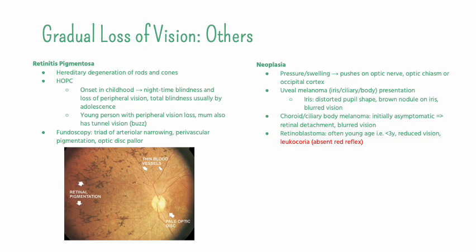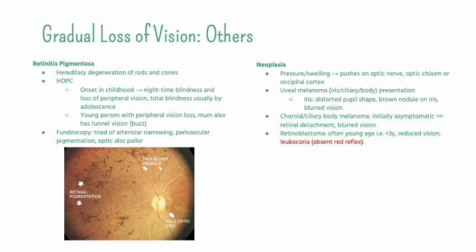But we have retinitis pigmentosa, which is a hereditary degeneration of rods and cones. The buzz scenario is typically there is a young person with peripheral vision loss, in which the mum also has tunnel vision. That's your buzz. However, specifically, the onset is in childhood, in which the patient will present with nighttime blindness and a loss of peripheral vision. Fundoscopic examination will reveal arteriolar narrowing, perivascular pigmentation, and optic disc pallor.